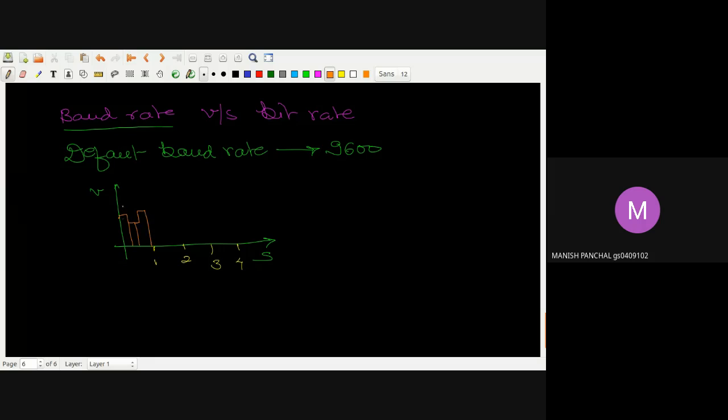So if I say this is my 1, 0, and 1, so during the 1 second, how many transitions, how many changes in the signal are there? I will say there are a total of 3 changes in the signal or the symbol. So how many changes are we observing in 1 second? So here the 3 changes. So I will say here the baud rate is 3 baud. Okay, while the bit rate says how many bits you are transmitting in 1 second.